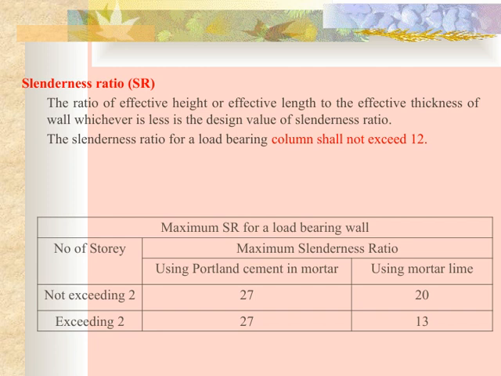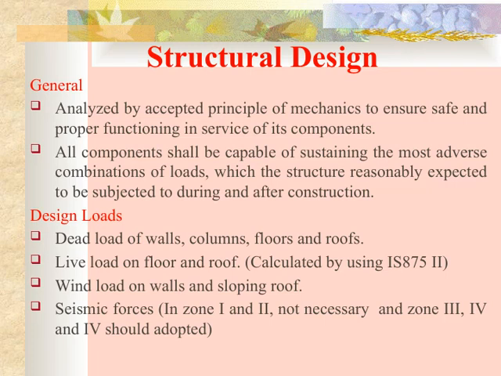All of these values are referenced from Table 7 in IS 1905-1987, which provides standardized guidelines for such design considerations. Understanding these ratios and limits is crucial for designing safe, durable walls that can withstand their loads without buckling or failing over time. Let's talk about the structural design aspect.